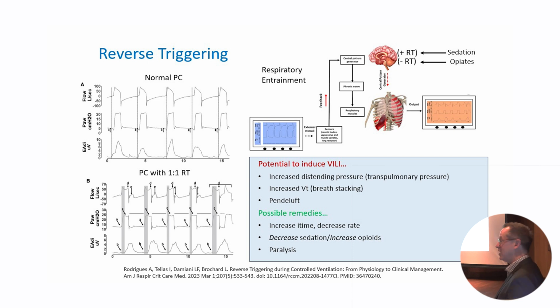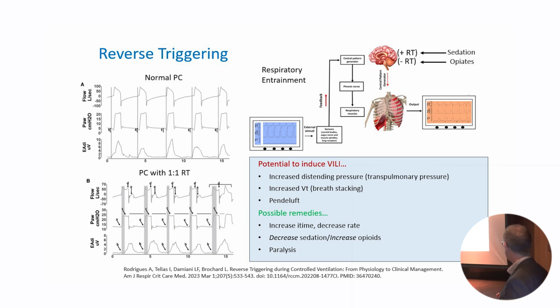And why do we care? Well, we care because this has the potential to induce ventilator-induced lung injury. So it causes increases in your transpulmonary pressures, your distending pressures. We can see right here how it can lead to breath stacking and lead to larger tidal volumes. And then it's also a potential source of pendelluft, where you have one area of the lung emptying into the other, and that's also a mechanism of ventilator-induced lung injury.